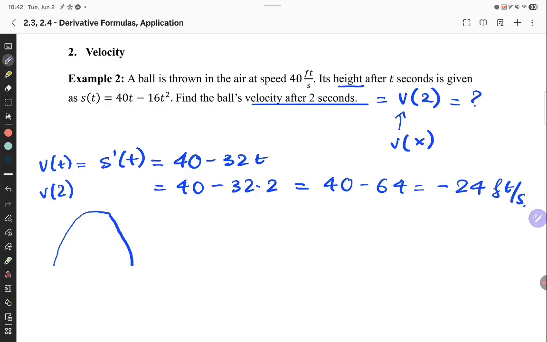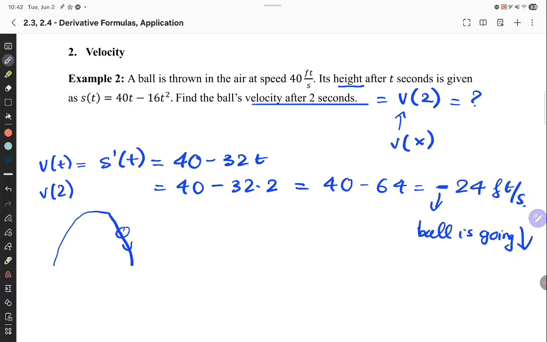It cannot be here. It cannot be like in the first half of the movement. It cannot be going up. It has to be on the way down. Okay, so somewhere in here. That negative tells you that the ball is going downward. Okay, physics.